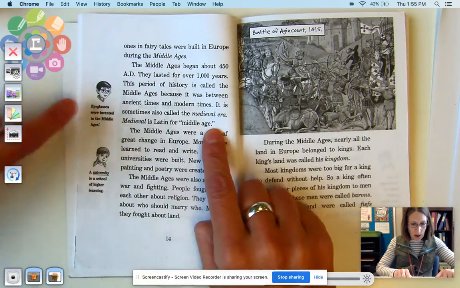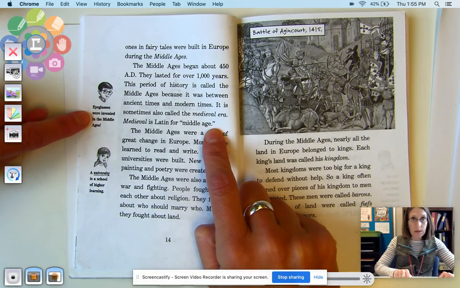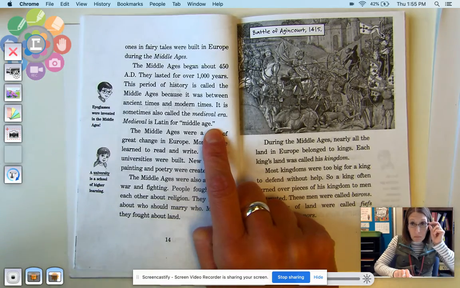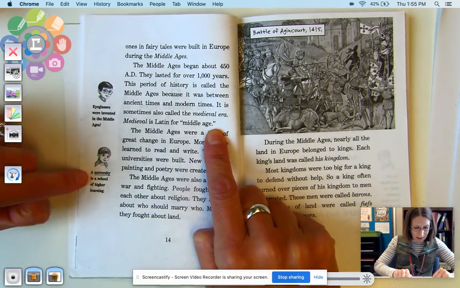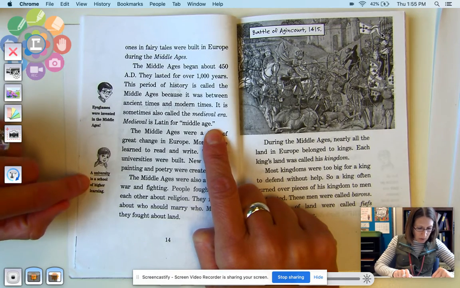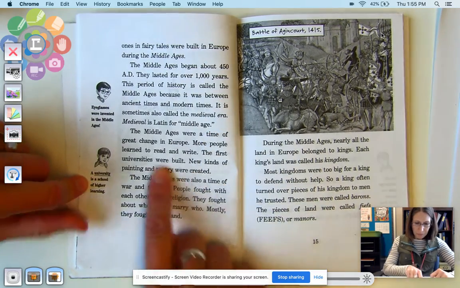Ooh, and then Jack is telling us eyeglasses were invented in the Middle Ages. Good thing. Things are very blurry when I don't wear my glasses. And Annie is telling us a university is a school of higher learning.